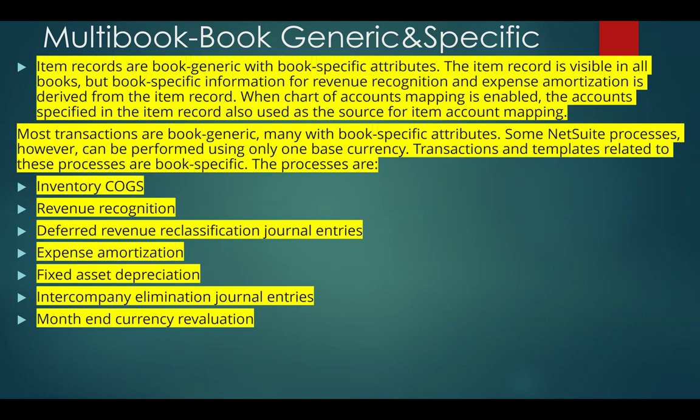Similarly, for the chart of accounts there are book-generic ones, but if you are using global account mapping, it will come with specific attributes as well. There are transactions which are book specific only, and that may be a process that requires a transaction template. The processes related to this are book specific: inventory, COGS, revenue recognition, deferred revenue classification and journal entries, expense amortization, fixed asset depreciation, intercompany elimination journal entry, and month-end currency revaluation. So these are always book specific.